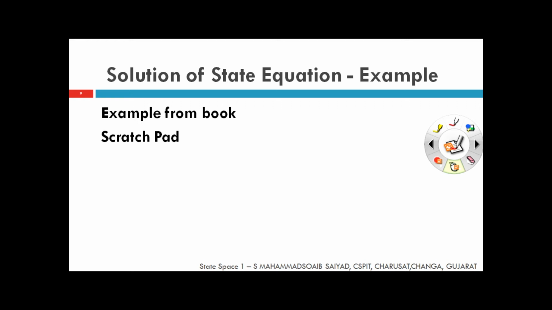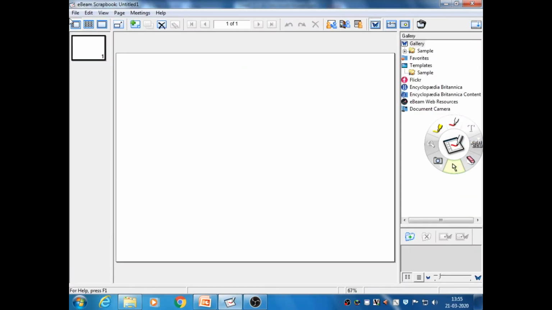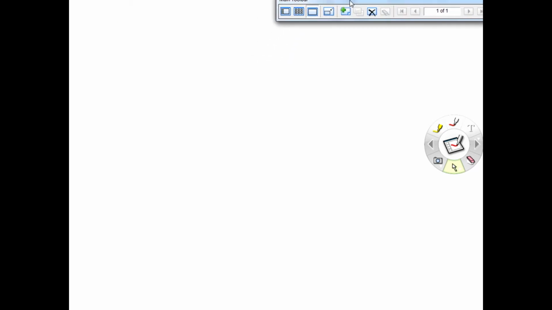So we will take the example from the book for the solution of state equation. The question for this particular example is to obtain the state transition matrix. So what is the state transition matrix? The state transition matrix is nothing but e raised to At.